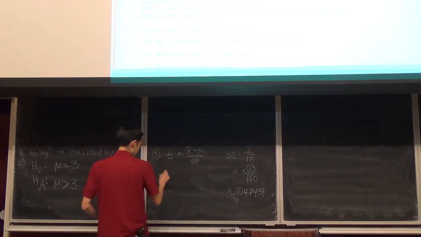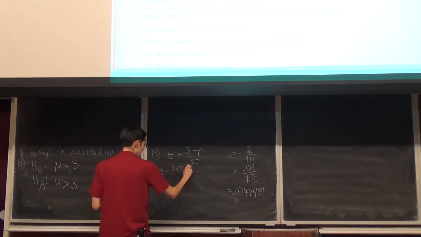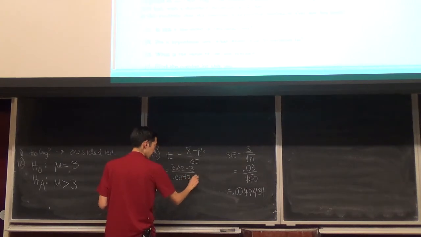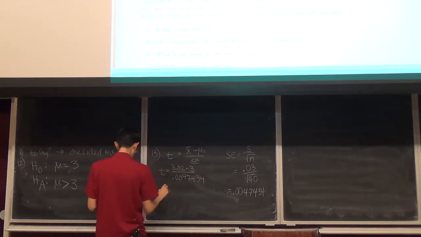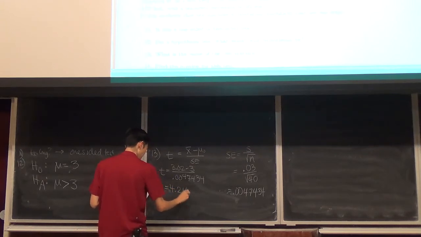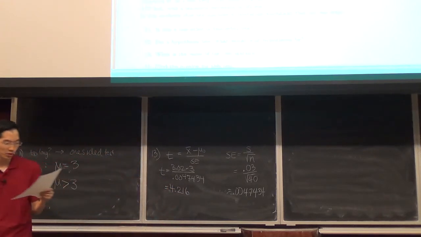And so our test statistic t is going to be 3.02 minus 3 divided by 0.0047434, and again, this is equal to 4.216.